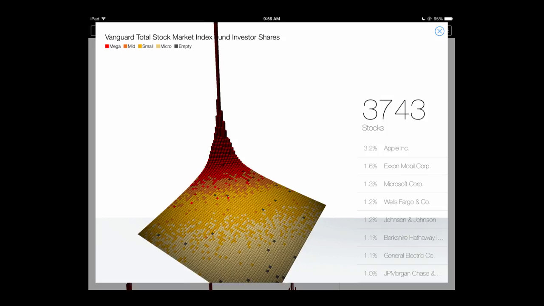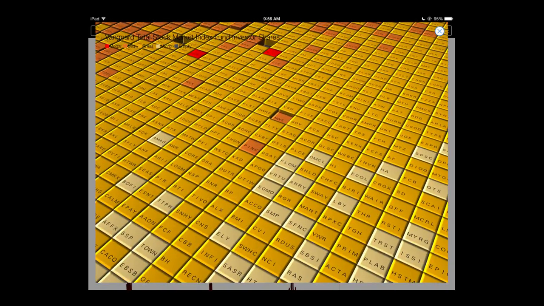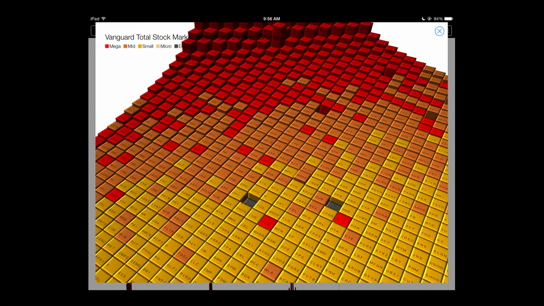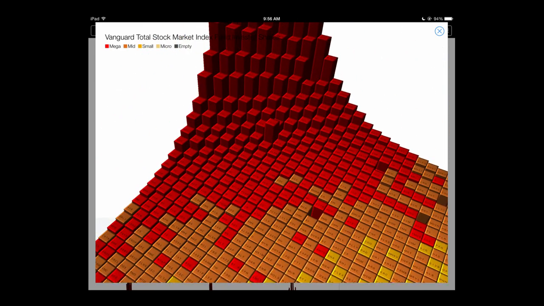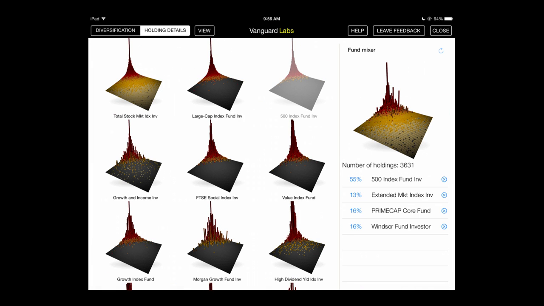We can even zoom in, and you can see the tickers of every single stock within that fund. Once again, you can contrast how some funds look and how some funds don't. An index fund has an almost natural shape.